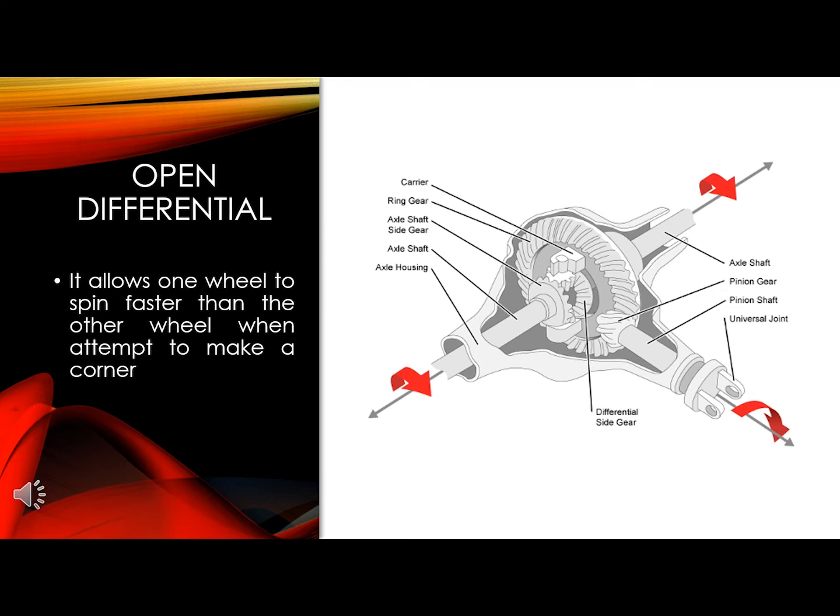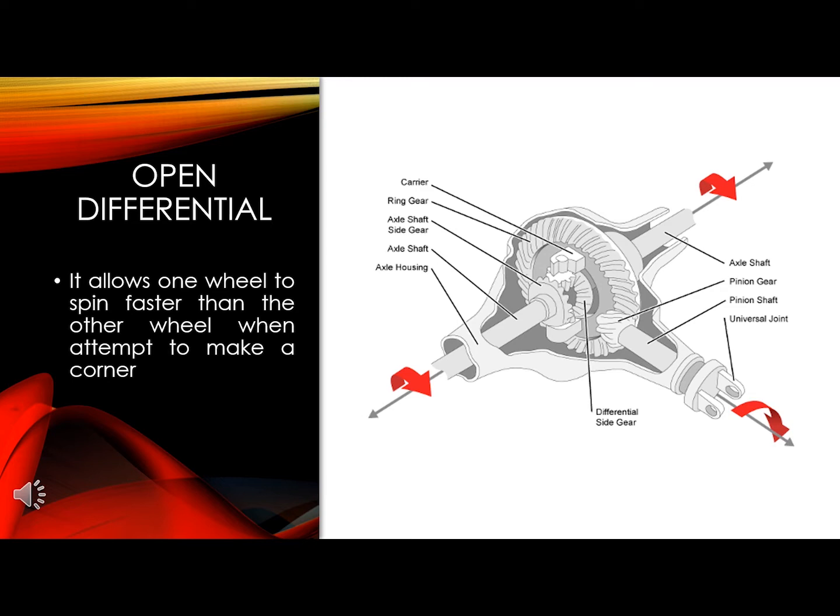When the car moves in a straight line, the spider gear rotates along with the ring gear, but it does not rotate on its own axis, and the spider gears will push both side gears to turn at the same speed. So this assembly will move as a single solid unit.